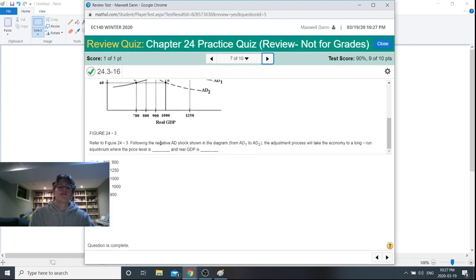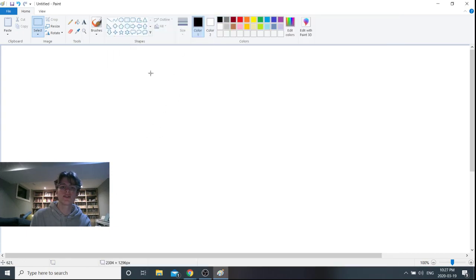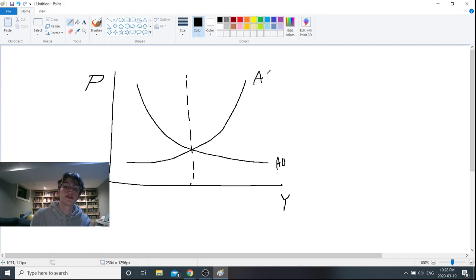Following the negative AD shock, the adjustment process. The other thing is, unless government intervenes, it's always AS that adjusts in the long run. So what happens here? We have a decrease in AD. Let's draw that. Price level, GDP, AD. This is our long run equilibrium, right? Decrease in AD, like this, AD2. That's what they've given us. So this is our short run equilibrium.